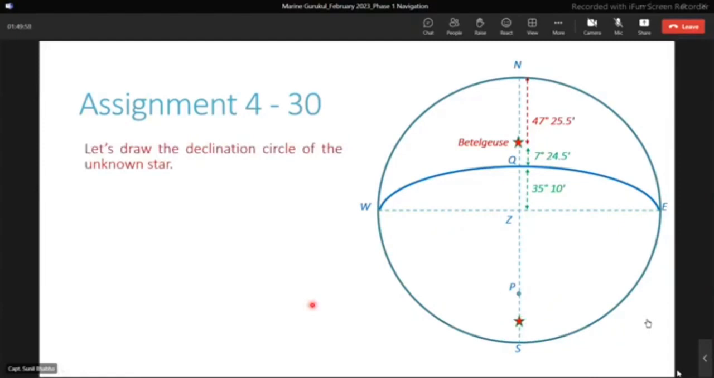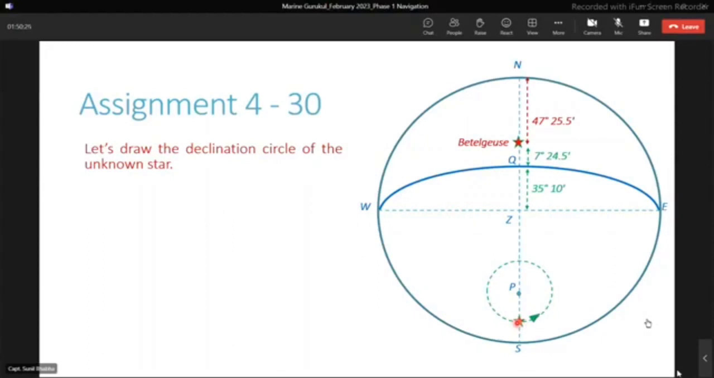Now let's draw the declination circle of the unknown star. The star is here. The declination circle will pass from the position of the star and it will be centered at the pole. So we have the declination circle of the star in our rational horizon diagram. The star will be moving in the direction of the arrow, like this.